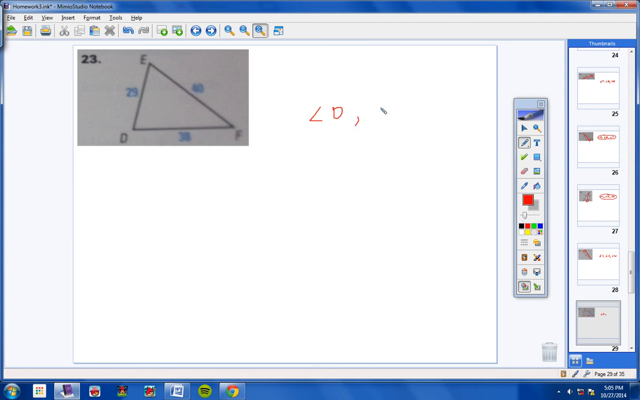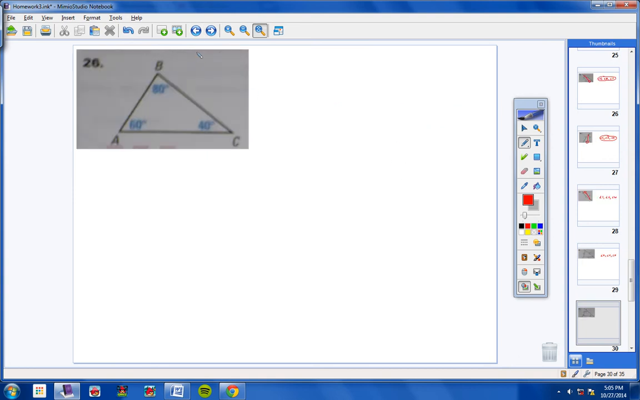So angle D, then angle E. And then the smallest side up here would be 29. And so the angle across from that would be angle F. So angle F would be the smallest angle. Okay? Alright, moving on to number 26.